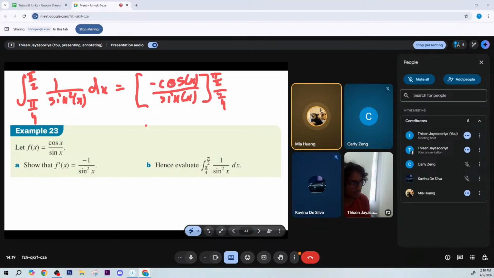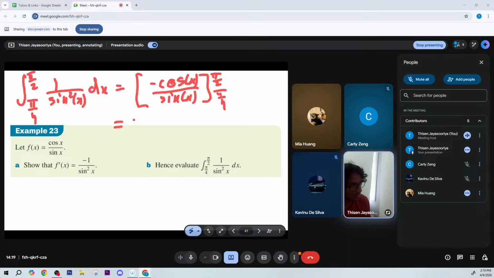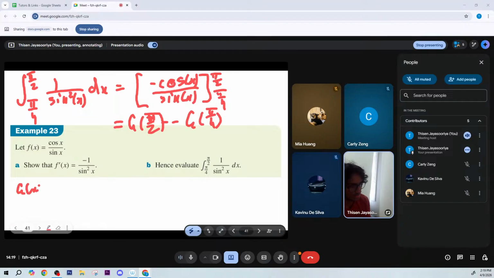Do I sub in both of them? Yeah, so here we can just write down g of pi over 2 take g of pi over 4. So we'll just say g of x equals negative cos x over sine x. So what is g of pi on 2 here? Anyone know what g of pi on 2 is?